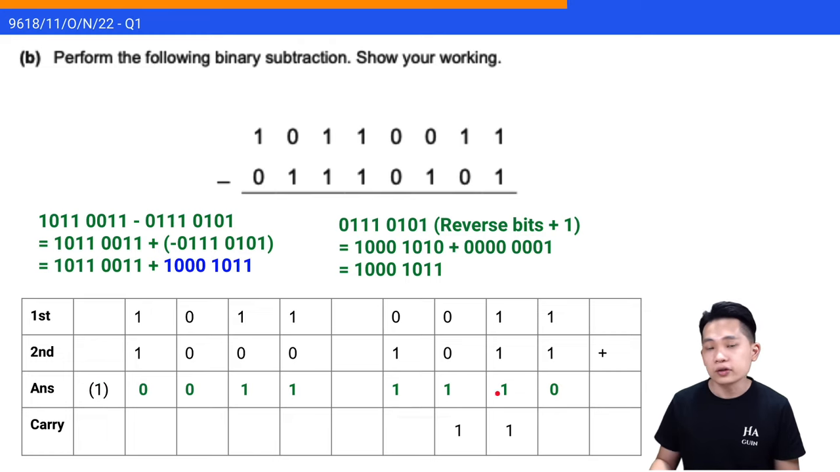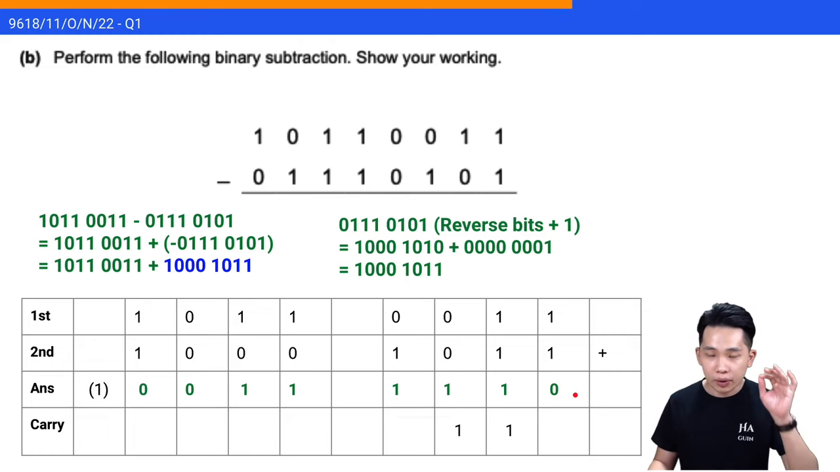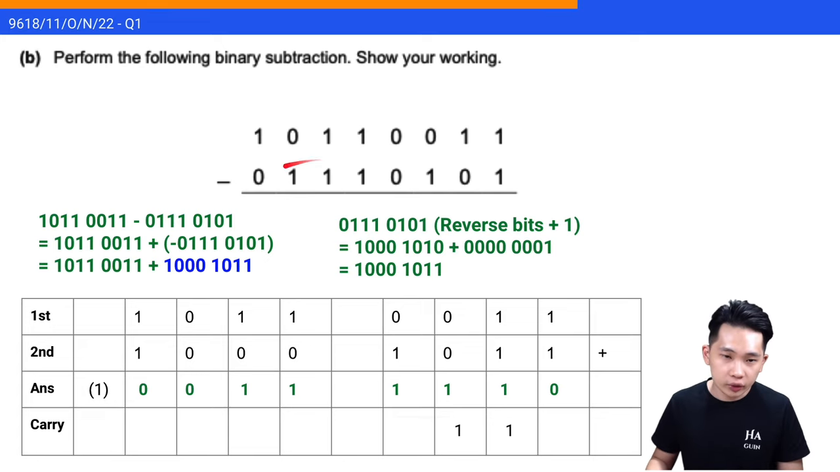So this is how we can do the binary subtraction. Normally, you will convert the second number into 2's complement form, and then you will just sum the first number and the second number to get the final answer.